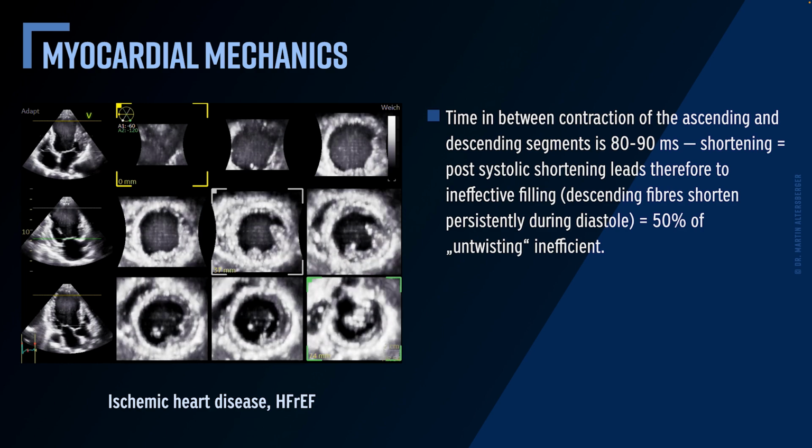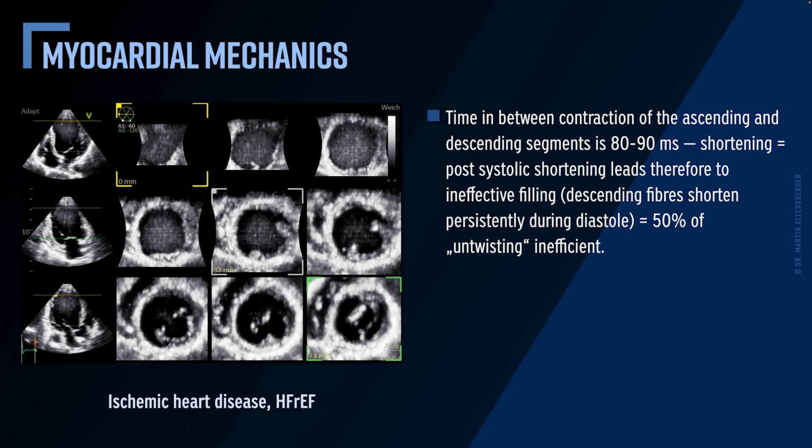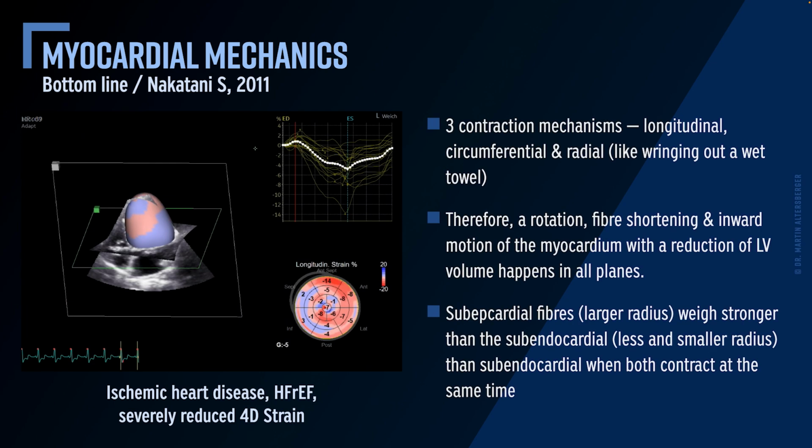So now there were, I think, two different theories of how the heart is built up and how contraction works. The bottom line is that there are three contraction mechanisms. So we have a longitudinal contraction, a circumferential, and a radial contraction. It's like when you have the left ventricle and you wring out a wet towel. That's approximately how the left ventricle works. There's rotation, twist, and untwist.